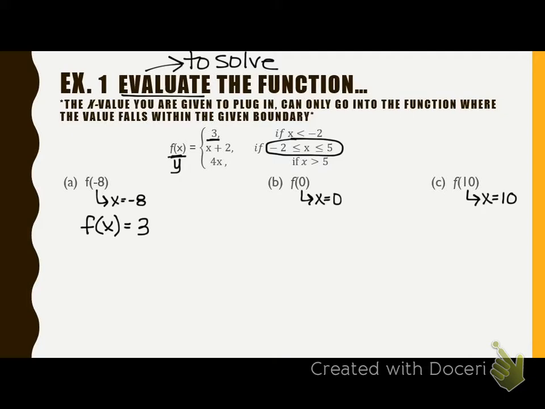No, so I know I can't use that function. And lastly, is negative 8 greater than 5? No. So the only function I'm allowed to use is f of x equals 3. Now, don't let this confuse you. We know that f of x is the same thing as y equals 3. So what kind of line would that be if I graphed it?